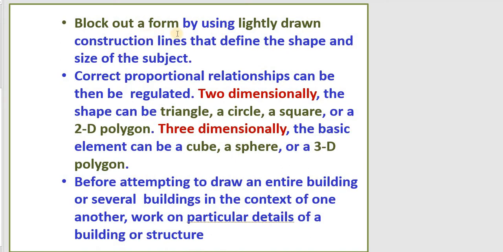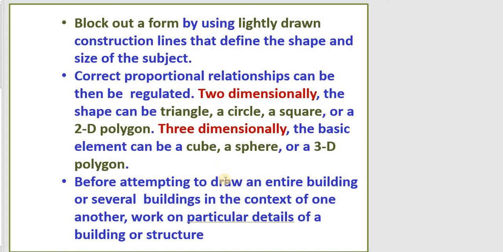Now the one I will discuss with you: when you do sketch number 1 for the assignment, you need to block out a form by using construction lines, and after that define the shape on the side of the subjects. You need to correct the proportion relationships, which can be regulated two-dimensionally. The shape can be a triangle, a circle, a square, or a 2D polygon. Three-dimensionally, the basic element can be a cube, a sphere, or a 3D polygon.